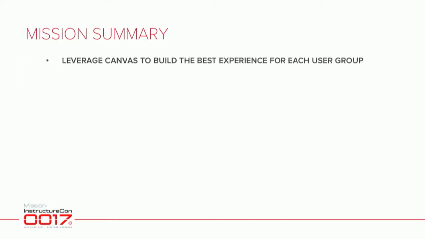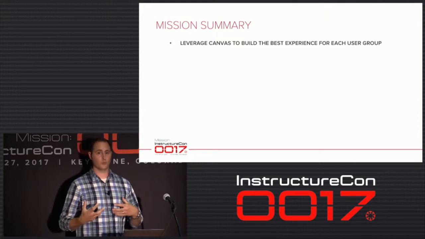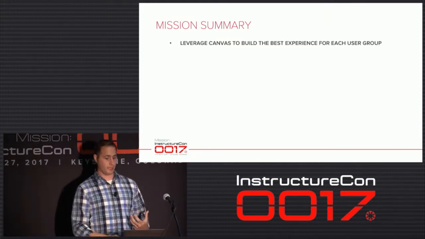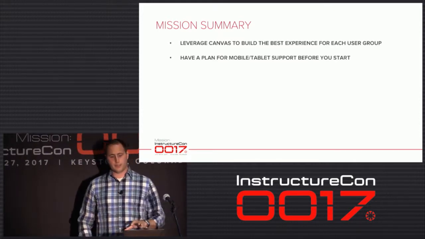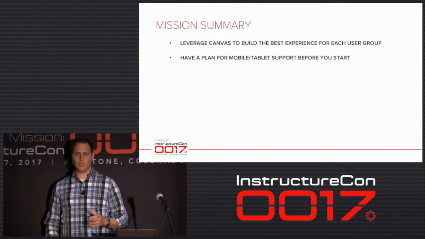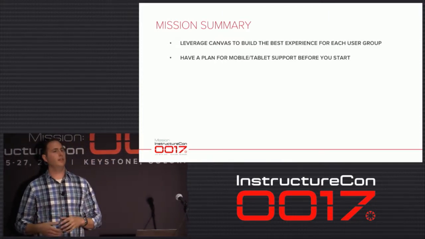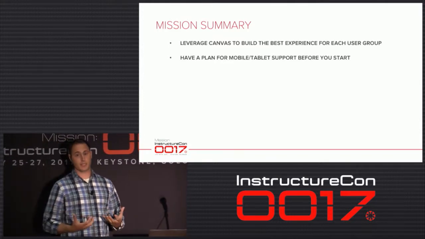So just to do a bit of summary here, the first point I want to make sure everybody walks away from, and this is probably the most important one, you need to leverage Canvas to build the best user experience for each user group. Again, that's students, faculty, course designers, and administration staff. Take the opportunity to actually rethink those workflows and how these people do what they need to do. The second thing you need to make sure you do is have a plan for your mobile and tablet support before you start. Figure out, do you want to build that companion app, or do you need to do something a little more involved that maybe takes away from some of the Canvas apps directly?